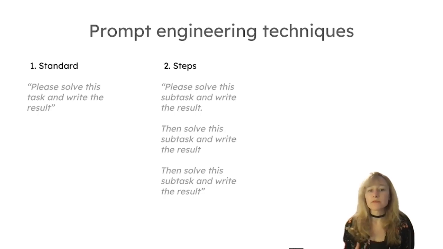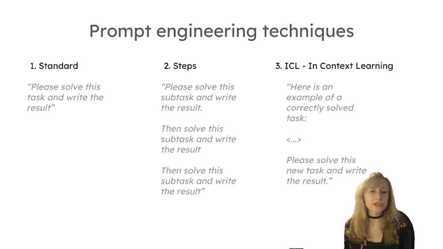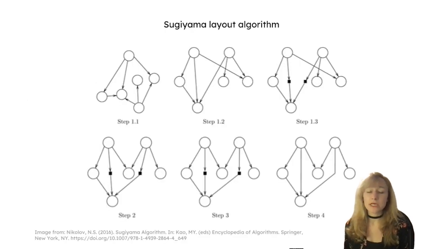Working on the simplest possible operation helps the model not get confused. And the third, which is called in-context learning, works by giving examples of similar tasks and giving the correct solution as input, and then asking the model to do the same thing on a new problem. So as I said before, I wanted to explain a graph layout algorithm to ChatGPT.